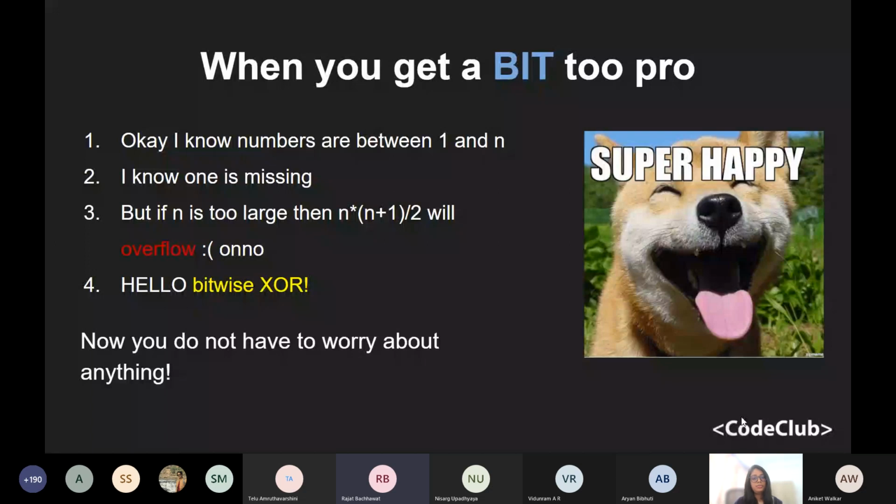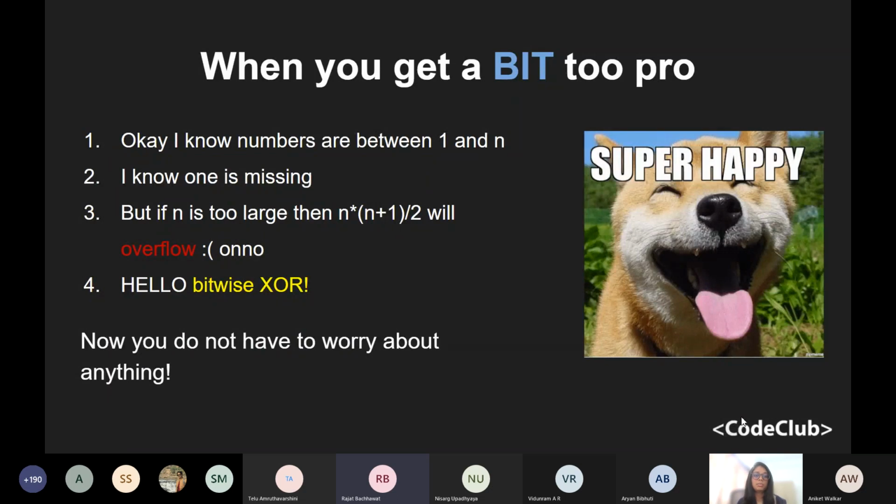Okay. So now what if your n is 10 to the power 5? Doing 10 to the power 5 into 10 to the power 5 plus 1 by 2 will give a number greater than 10 to the power 9. It will give something like 10 to the power 10, so you can't store this. If you try to store this in an integer, it will lead to an overflow. Overflow will basically mean that a garbage value will be stored in your integer, which is obviously bad. It will be negative something, some random garbage number.